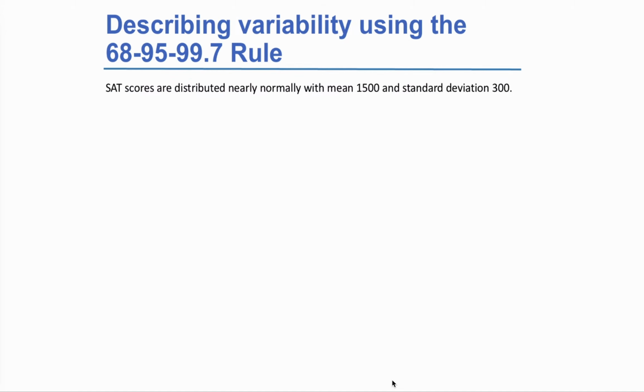Okay, so SAT scores are distributed nearly normally with a mean of 1,500 and standard deviation of 300. This is true, by the way. Most standardized tests, like the SAT, are designed so that the scores are distributed normally. When they try out new test questions, they design the test so that the scores follow this distribution. So, nearly normally with a mean of 1,500 and standard deviation of 300.